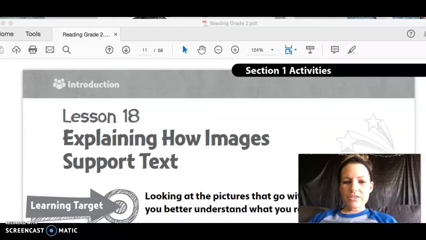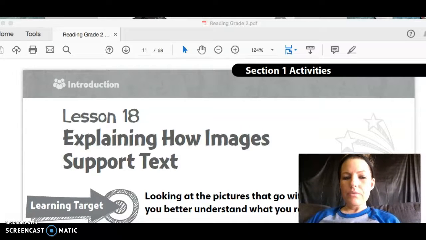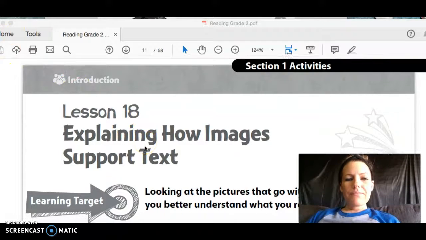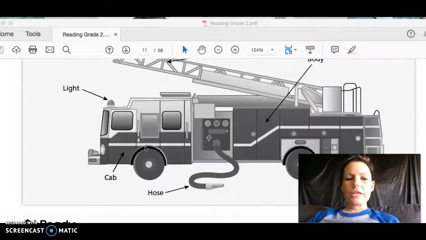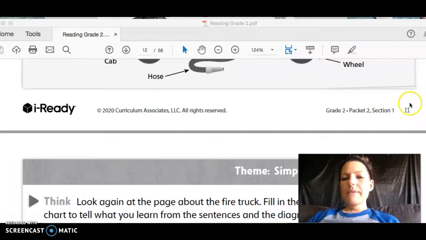Hi friends, today is Tuesday, May 5th, and we are going to get started on our new packet. Inside your packet, it's a little bit different from the packet that we had before because all of your different subjects are in one packet. So inside this packet, my packet says that it's the reading section and it's page 11.